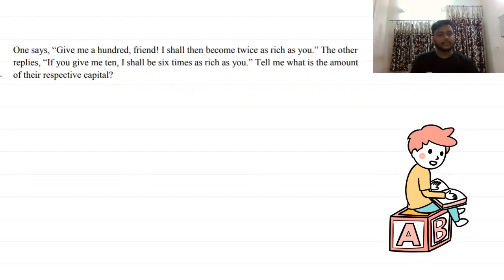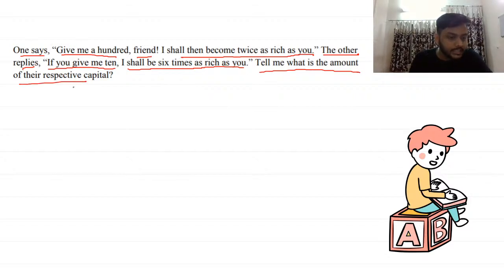Now this is my next question. Please understand. This is my next question, and this question says, understand, guys, it's a good question, and the last question for the day. One says, give me 100, friend. I shall then become twice as rich as you. And the other replies, if you give me 10, I shall be 6 times as rich as you. Tell me what is the amount of their respective capital.